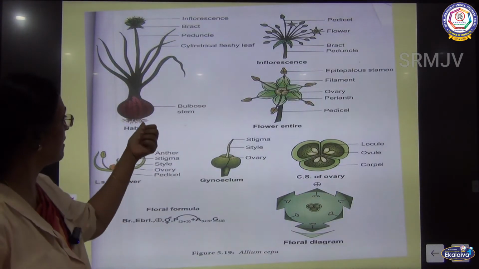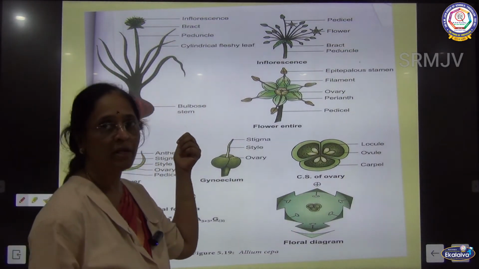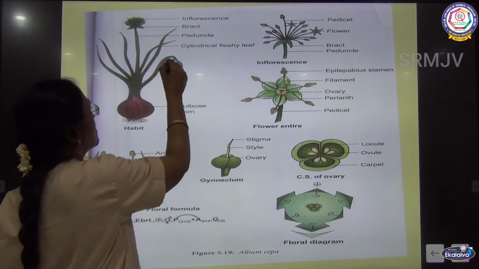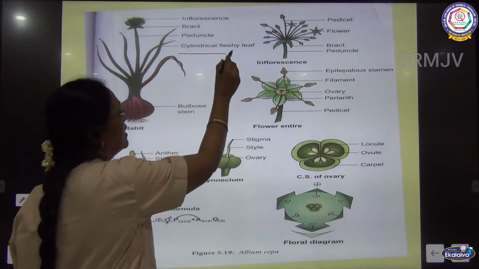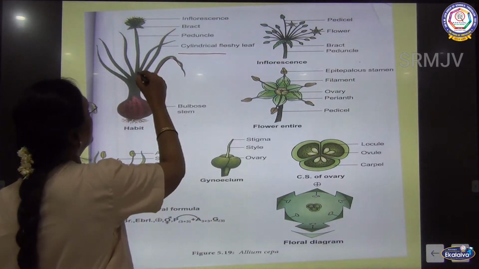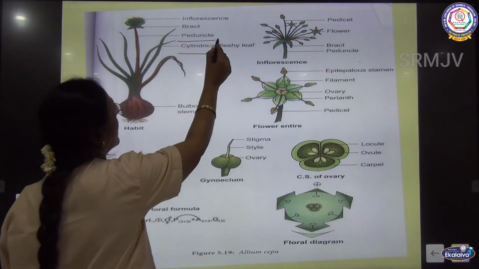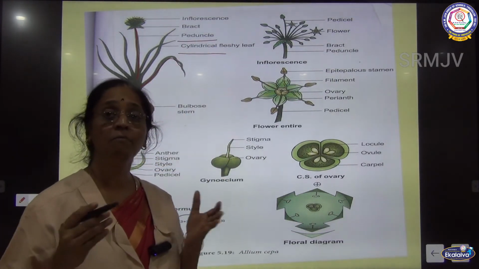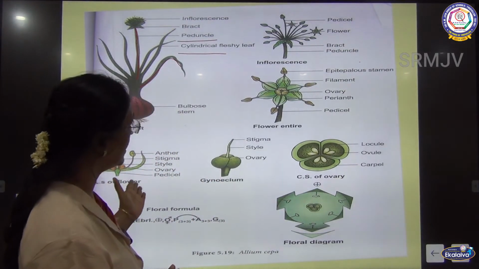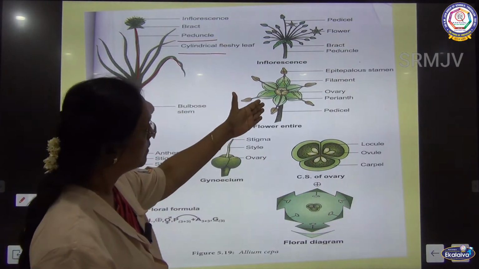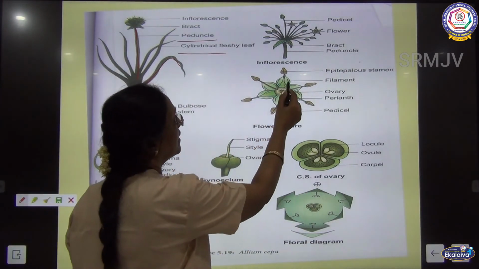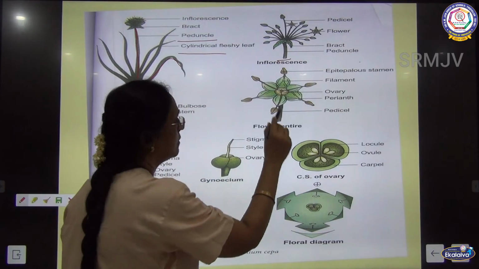So here you will find that this is the bulbous stem, the onion, and this is the flower, and you will find the leaves. The leaves are cylindrical and fleshy. You will find long cylindrical leaves. And this is the inflorescence axis, which we call a peduncle. And you will find an umbel inflorescence. So this is the LS of the flower, and you will find the epipetalous stamens. The stamens are attached to the petals. So you will find epipetalous stamens, and this is the inflorescence.